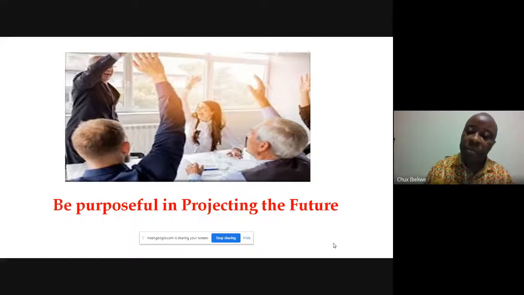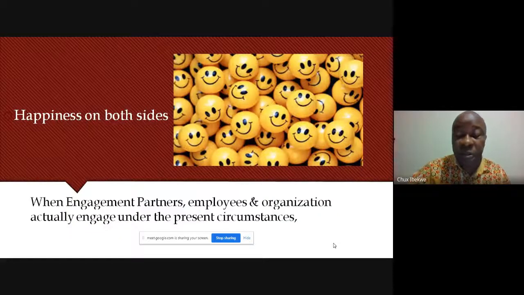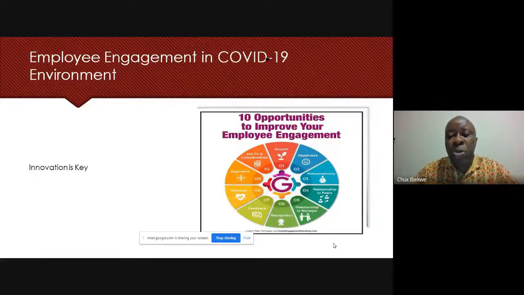So look at it here. When you go to slide number 28, just for reference sake, you see everybody in the organization is happy. See the smiling faces in that picture. And then you go to slide number 29. You can see the wheel. That wheel provides us 10 opportunities to improve employee engagement in a post-COVID-19 era. If we practice those things in our organization, not only will we sustain, we may also increase the level of employee engagement.